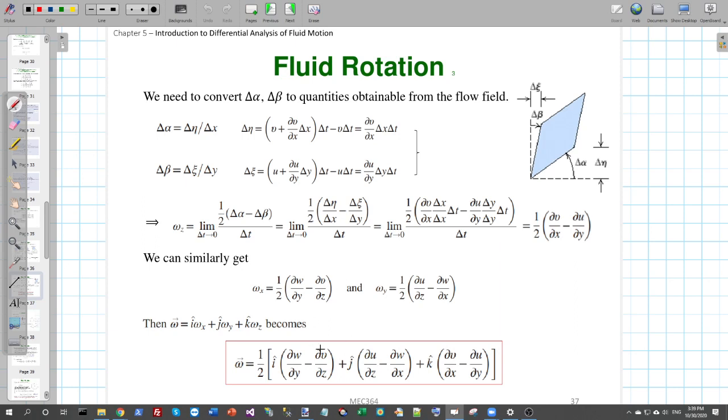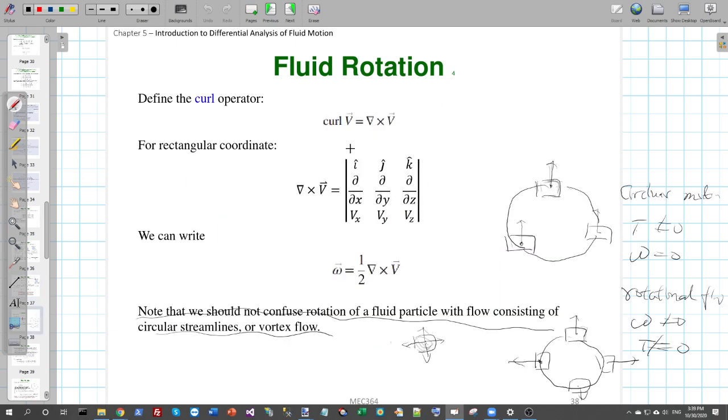Okay, by using this way, we can also rewrite. If we write all the 3 components, the rotation on the xy plane, rotation on the xz plane, rotation on the yz plane, and add them together, we can write the overall form of the omega vector. And we are also able to write this omega vector in vector form. We define a new vector operator we call the curl operator. This curl operator is defined as using this nabla, doing the cross product with the velocity vector field. And so the omega will be equal to 1/2 the curl of the velocity vector.